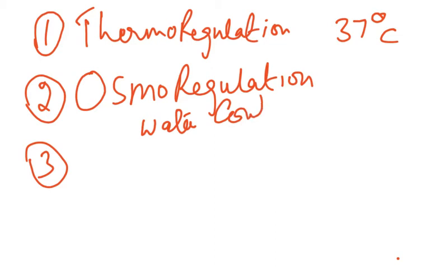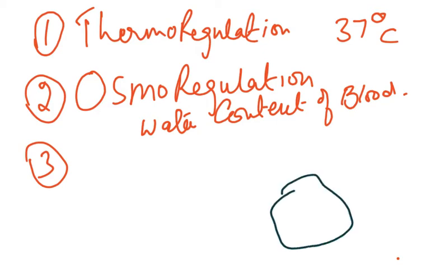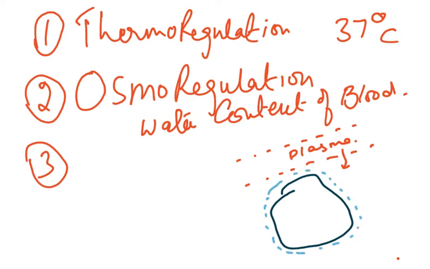And as we know, the water content of blood means the water content of the plasma. Why? Because the plasma is going to be then turned into tissue fluid, and the tissue fluid bathes the body cells. So if we look at the body cells, we have capillaries, and till the fluid is inside the capillary it is called plasma. But once this fluid comes out, then it is called tissue fluid, and it surrounds the body cells.